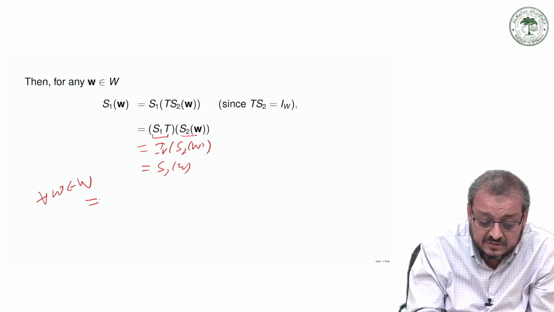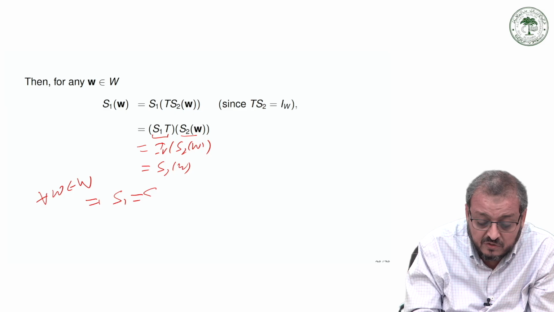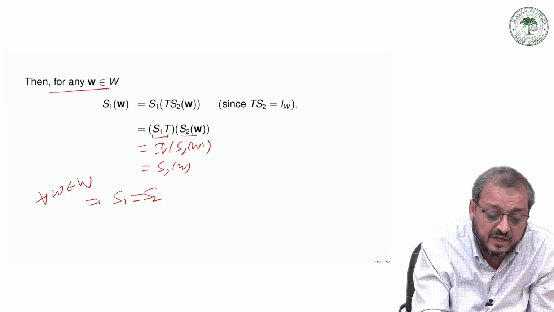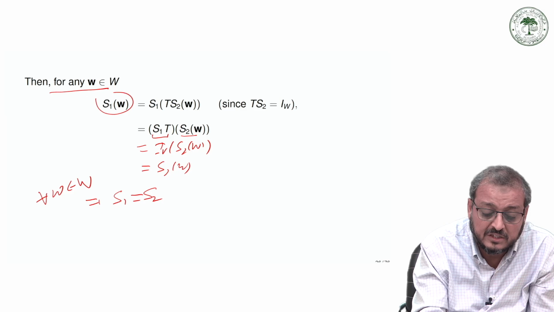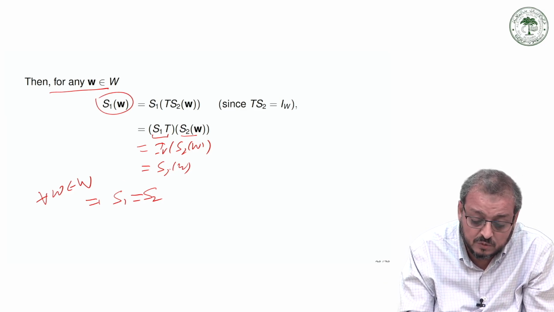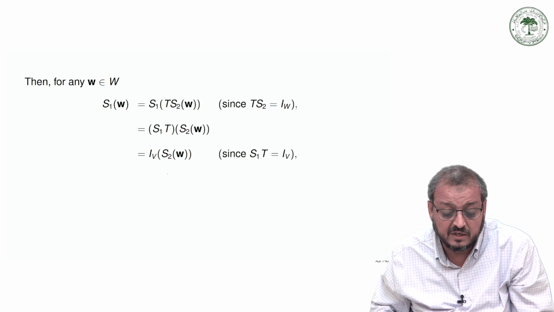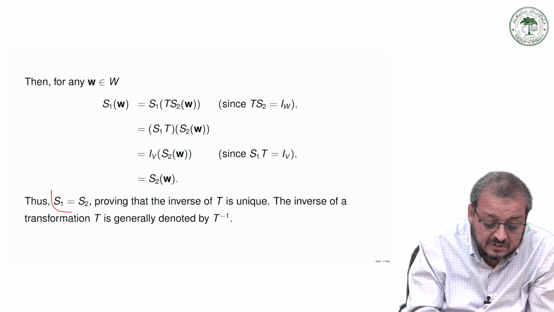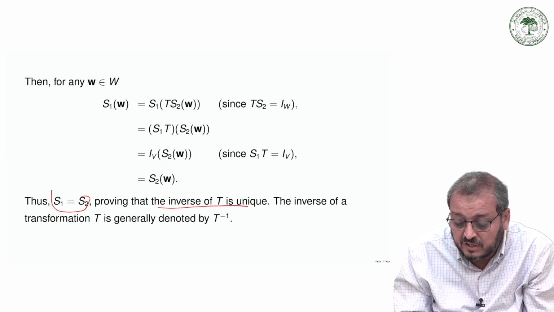This implies that S1 is equal to S2. So clearly we can say that for any W belonging to this, we have to show that S1 W is the same as S2 W. So clearly it satisfies this condition. So this means S1 is equal to S2. Now we prove that the inverse of T is unique.